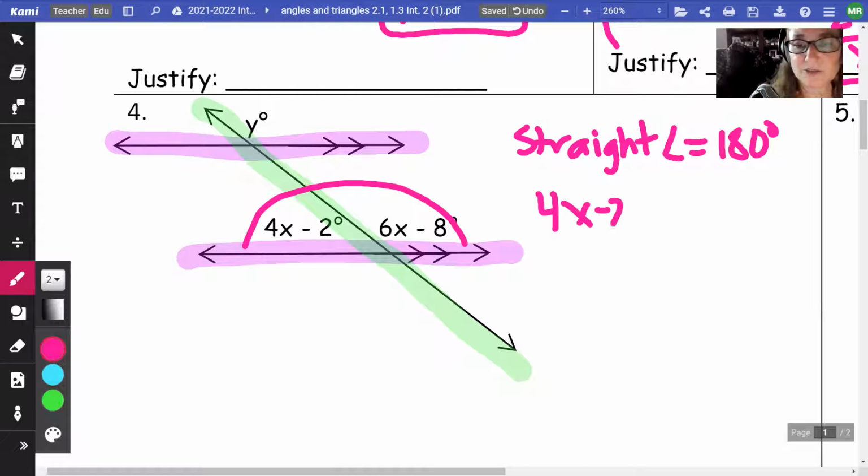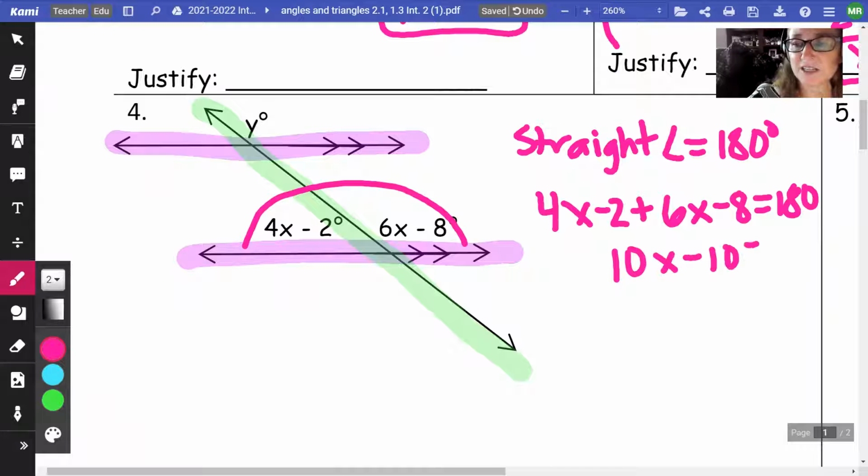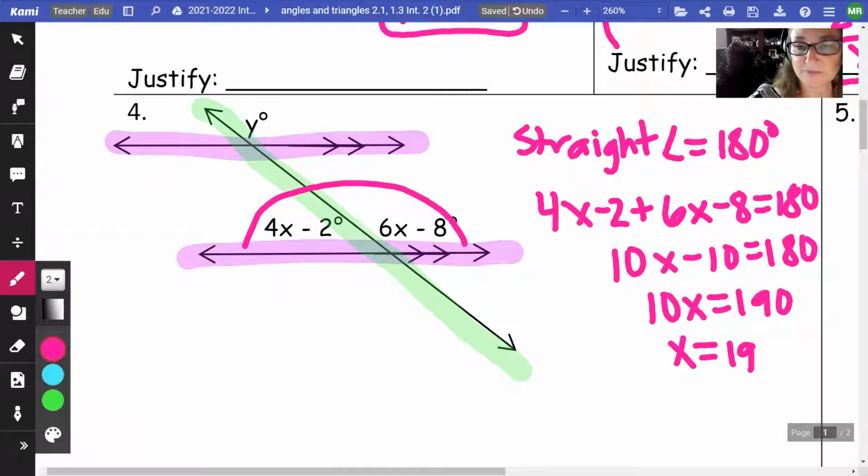So we're going to take 4x minus 2 and add it with 6x minus 8, and together they add to 180. So if I clean that up, I'm going to get 10x minus 10 equals 180. I'm going to add 10 to both sides, so I get 190. I divide by 10, so I get 19. Okay.